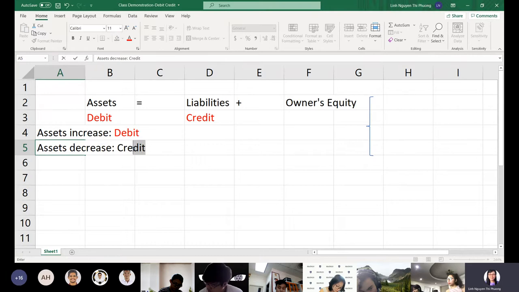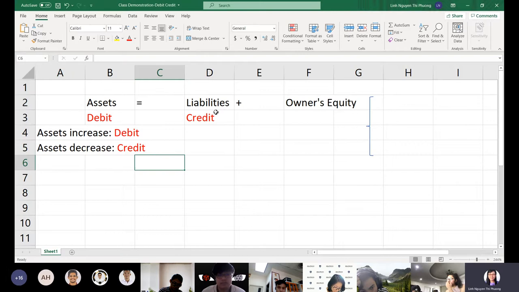Okay, again, one more time. Assets equal to liability plus owner equity. Assets is on the left side of the accounting equation, and we say that what is on the left, we're going to debit, right? Because debit means left. So when assets increase, we're going to debit. When assets decrease, we're going to credit, okay?